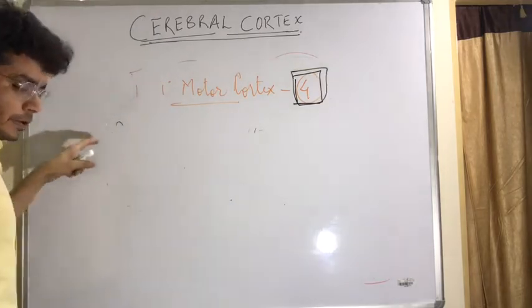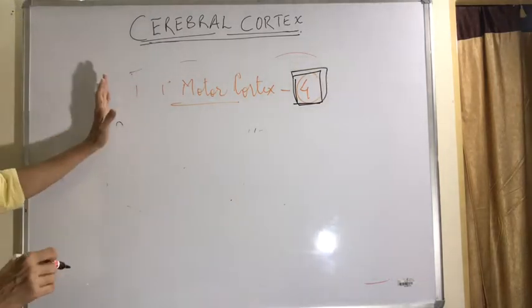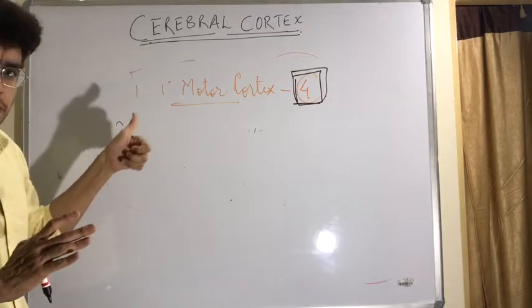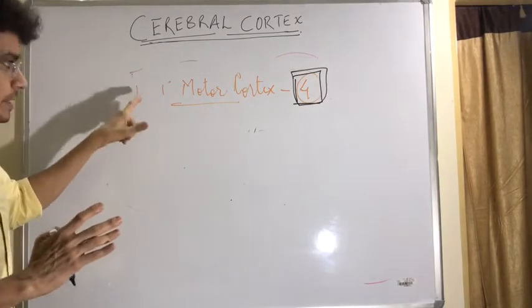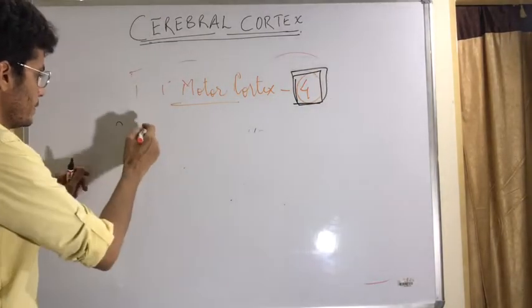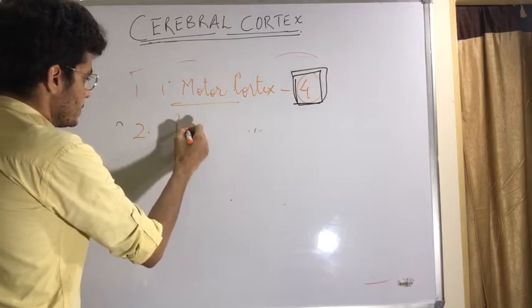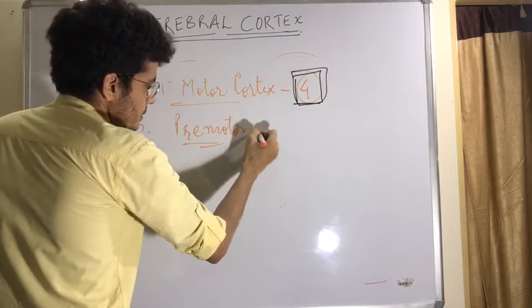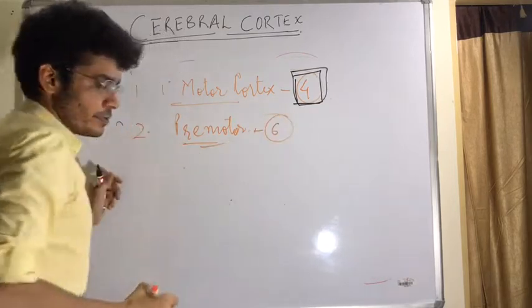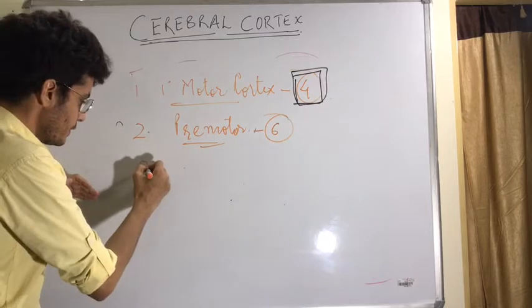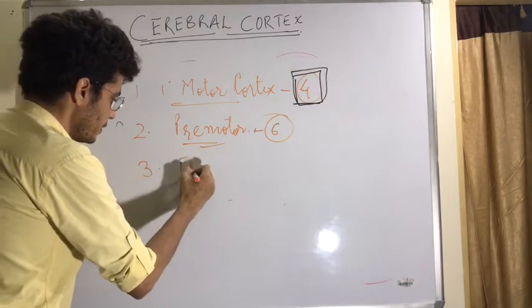This is part of the precentral cortex. Like the frontal lobe, we are studying it by dividing it into two parts, precentral and prefrontal. Out of the precentral, one is the primary motor cortex. The second one is the premotor cortex, area number 6. This is the premotor cortex. And then the third one is the frontal eye field, right?